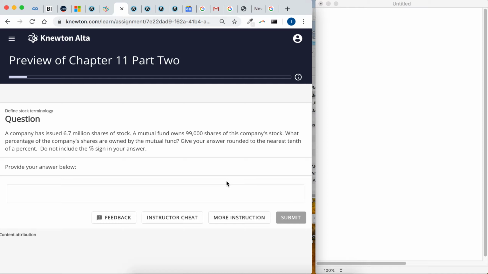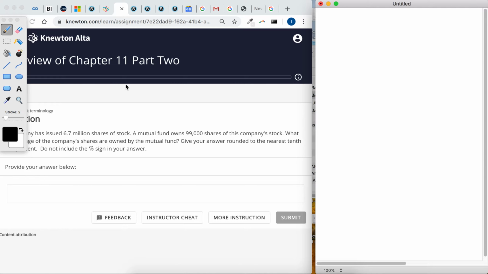So a company has issued 6.7 million shares of stock. A mutual fund owns 99,000 shares of the company's stock. So what percentage of the company's shares are owned by the mutual fund? This is just a straightforward percentage problem. It deals with stocks, but it's the same idea.